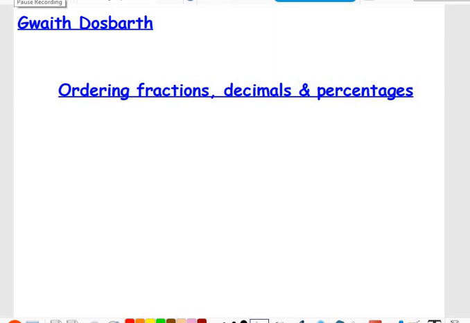Today we're going to look at ordering fractions, decimals and percentages. So if in your big books you can write the heading Gwaith dosbarth, ordering fractions, decimals and percentages, and then today's date.